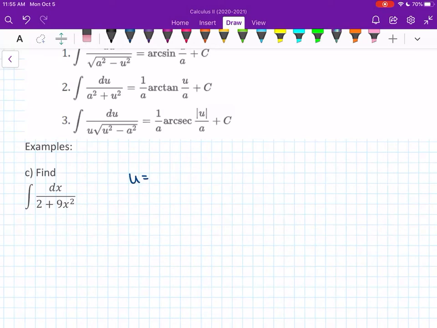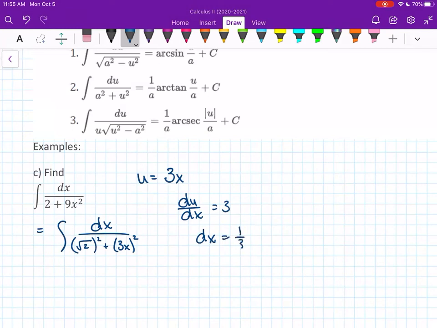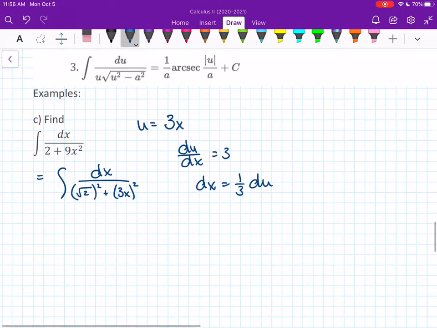So I'm going to let u equal 3x, not 9x, 3x. And so if I look at this integral, we can rewrite it as dx over the square root of 2 squared plus (3x) squared. And so then when I take my derivative, du/dx, I get 3. So then I get that dx equals 1/3 du. So if you want to do the substitution, this is how I like to do it. If you want to do it a different way, you're totally good.